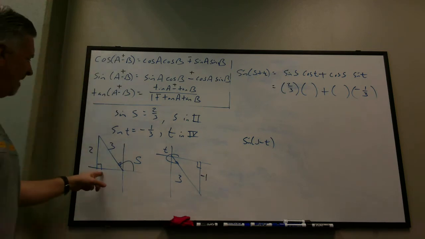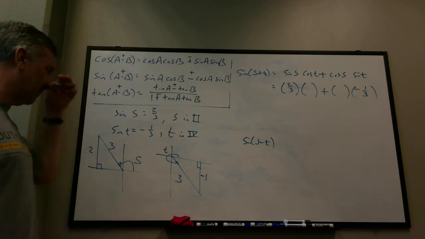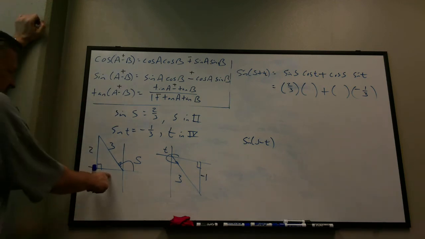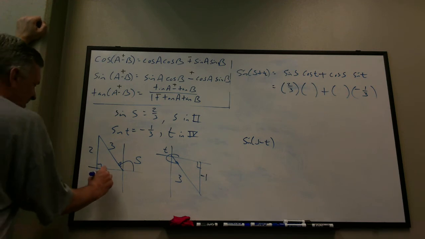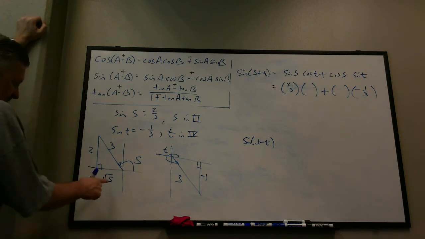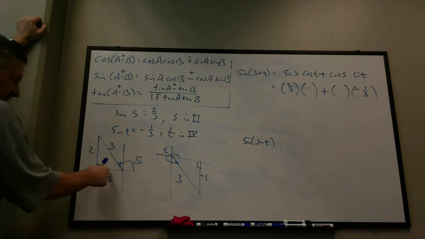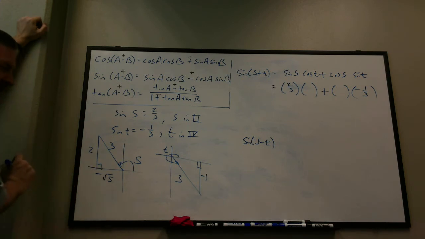Well, we know how to find the other side. Just use Pythagorean theorem. I'm just going to skip that. And so use Pythagorean theorem to find the other side. It looks like this is going to be square root of 5, because square root of 5 squared is 5, plus 2 squared is 4, 5 and 4 is 9, which is 3 squared. But in the second quadrant, the x value is negative. Don't forget to check for negatives.